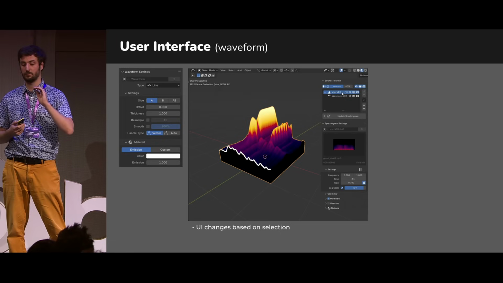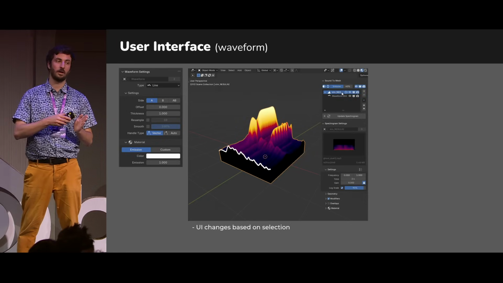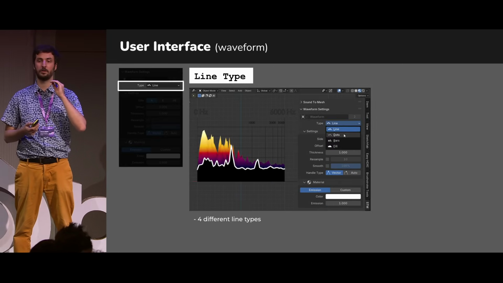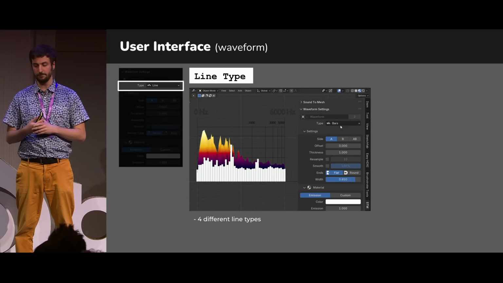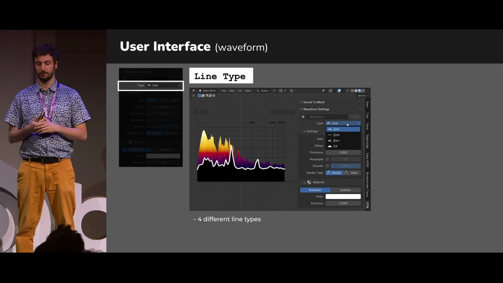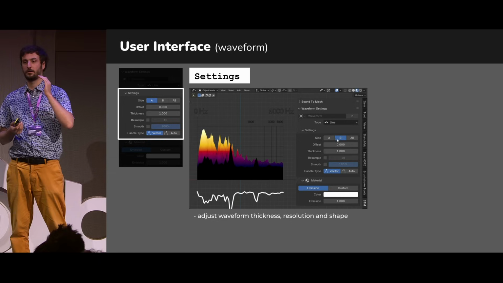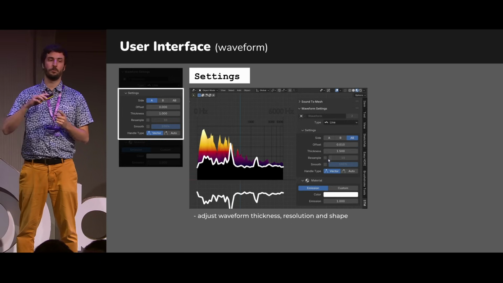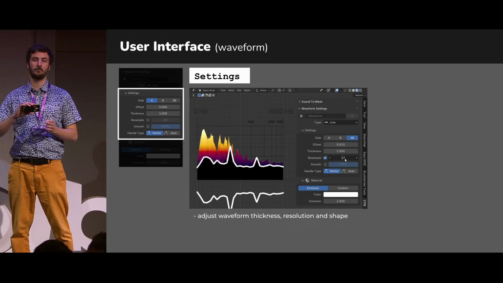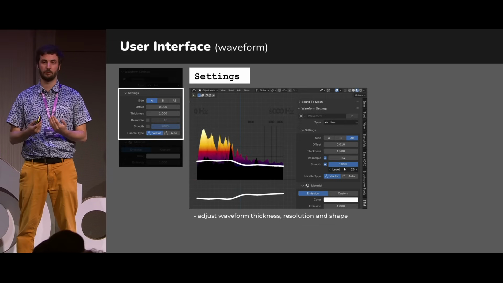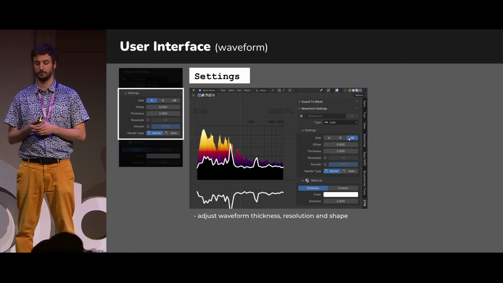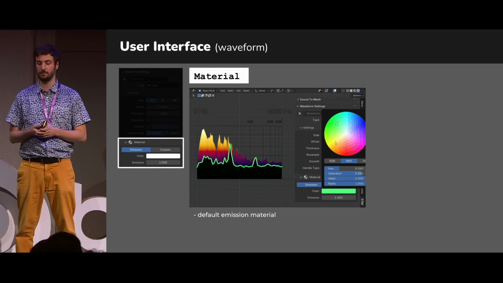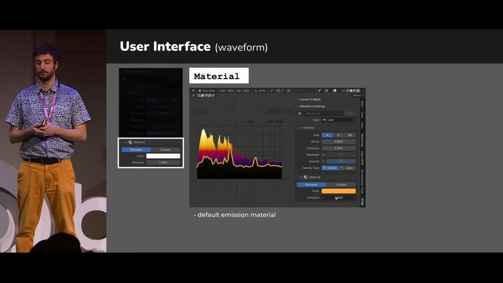The interface is also contextual, so if you have the spectrogram or the waveform selected, you don't have the same settings. For the waveform, you can choose between 4 different waveform types. You can adjust the settings, so the offset, thickness of the waveform. You can also change the resolution and the smoothness independently from the spectrogram to have more artistic control. And lastly, you can choose the color of the waveform. By default, it's simply an emission material.